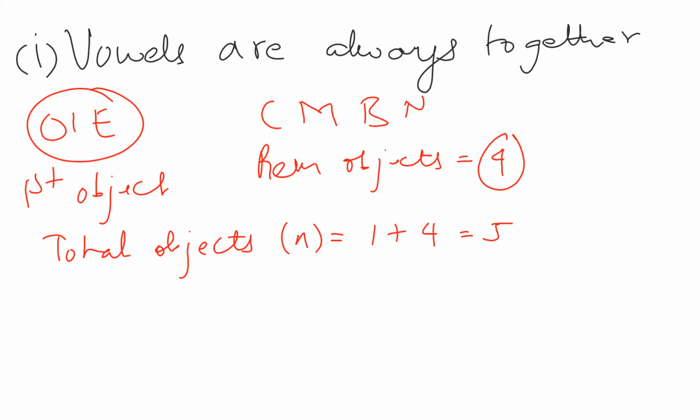But there are 3 letters. I don't understand. There are so many different types of questions. How will we know when to do this? See, they are very clear. Now vowels are never separated. That means the vowels are always together. But why will we take it as one object?